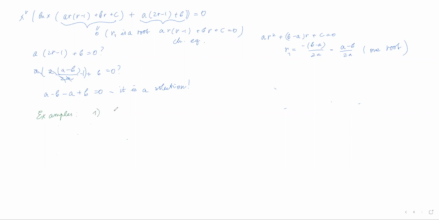We're going to start with the first example: 2x squared y second derivative plus 13x y first derivative plus 15y equals 0. Build the characteristic equation. We see that it's equidimensional: second power of x with the second derivative, first power of x with the first derivative, no power of x with no derivative. Right, we have 2r(r minus 1) plus 13r plus 15 equals 0, which is going to give us the quadratic equation 2r squared plus 11r plus 15 equals 0.